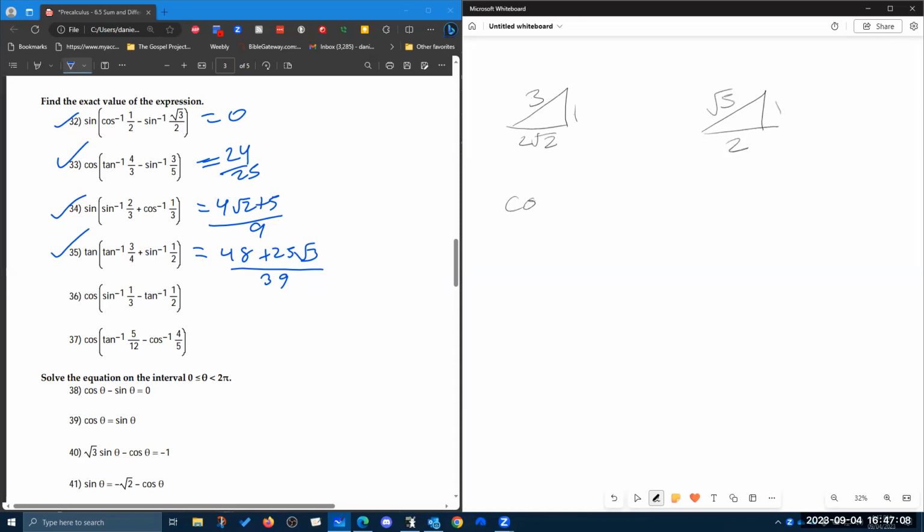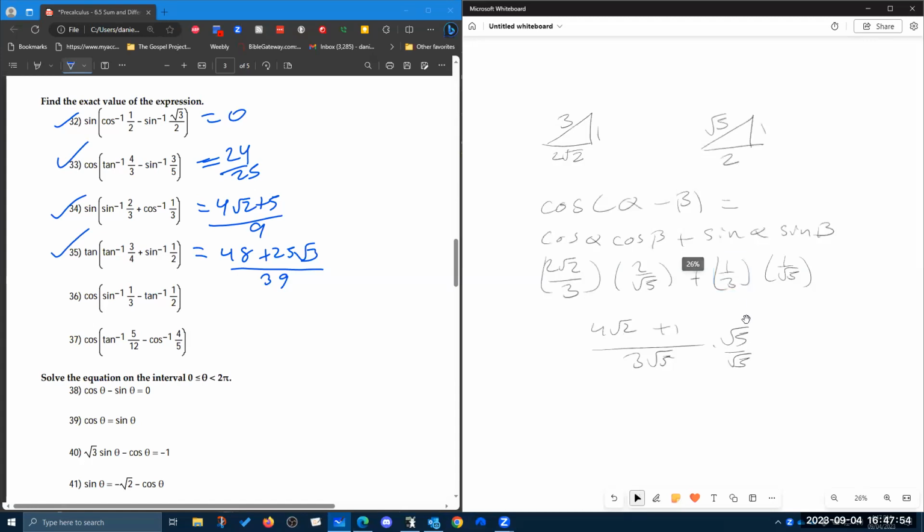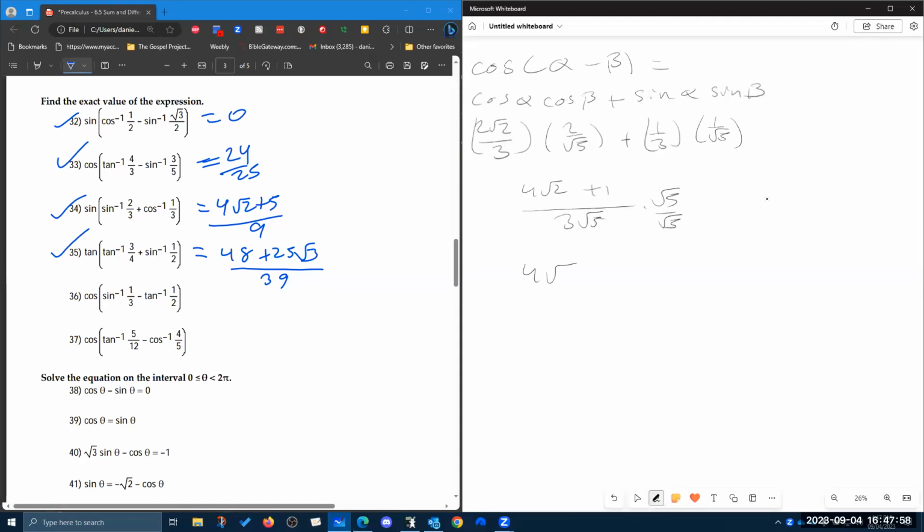And this is cosine of alpha minus beta. It's going to be cosine alpha, cosine beta, plus sine alpha, sine beta, which is 4 root 2 plus 1 over 3 root 5. Need to multiply by root 5 over root 5 to rationalize. And this is going to be 4 root 10 plus root 5 over 15.